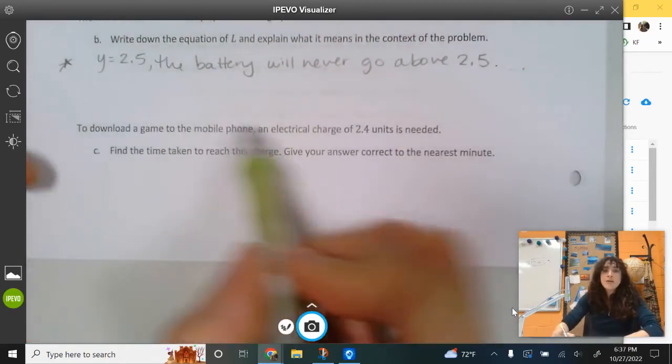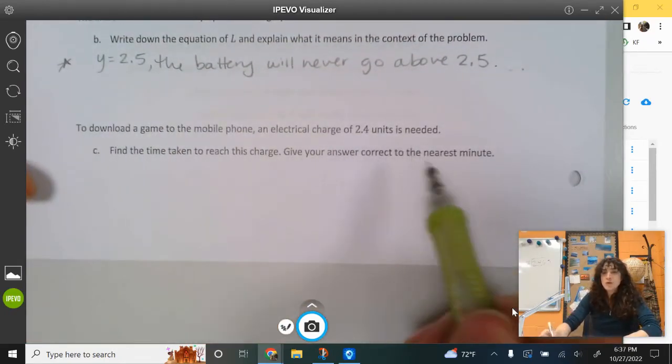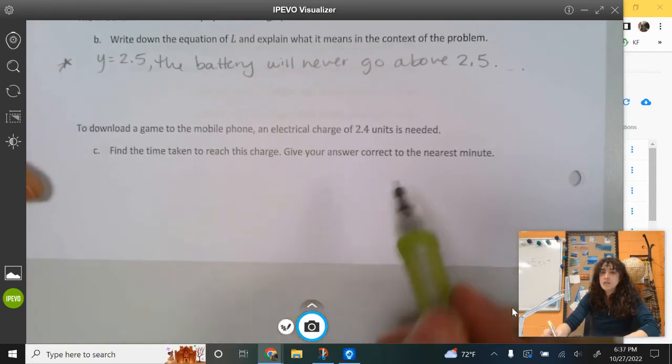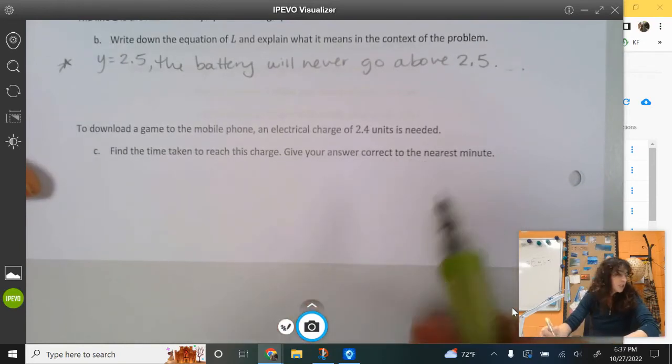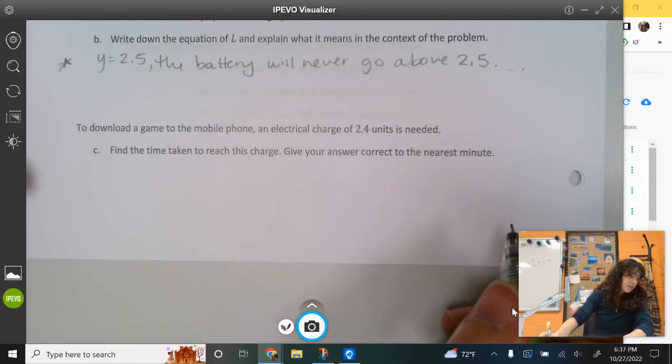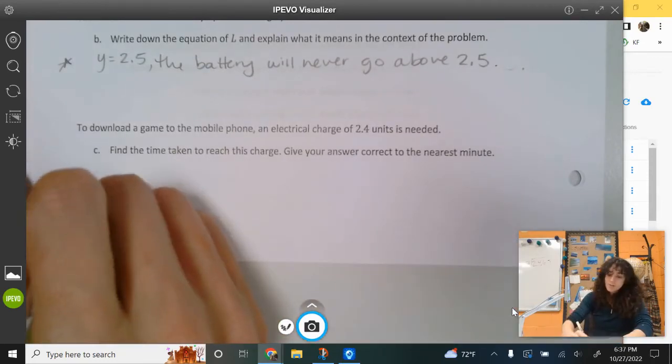Okay, so it says to download the game on the mobile phone, an electrical charge of 2.4 units is needed. Find the time taken to reach this charge. Give your answer correct to the nearest minute. Do this on your own.